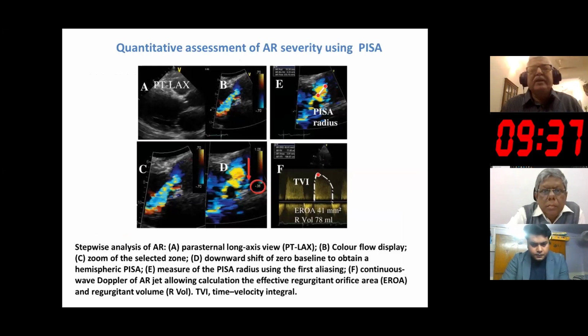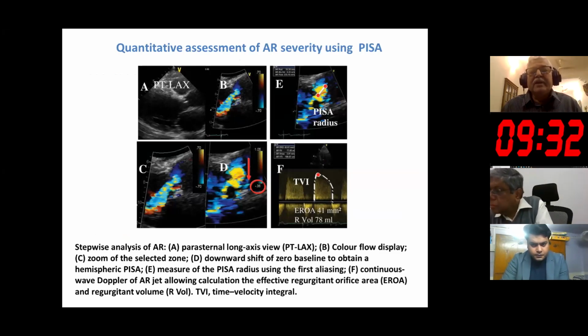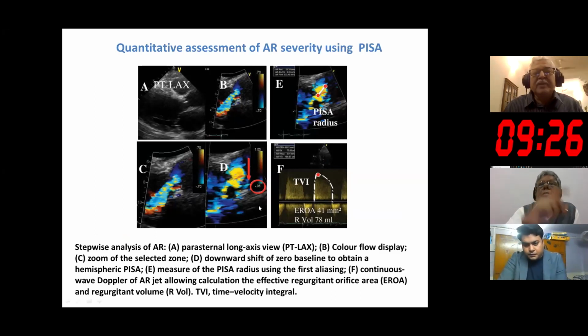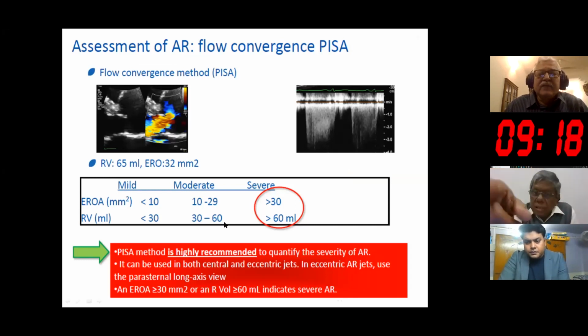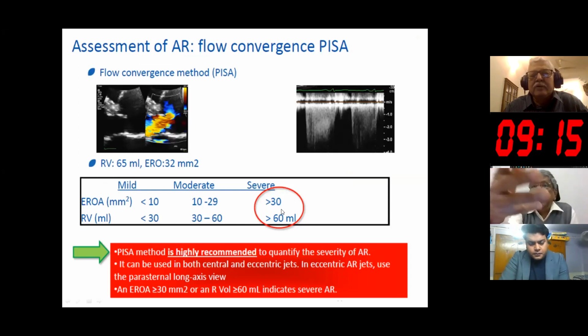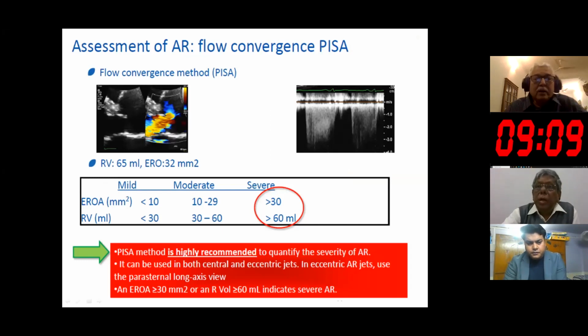You just heard how PISA is calculated by my previous speaker, and I will not go into the details of it. PISA method, if you can apply it, is a very useful method of quantifying aortic regurgitation. And I've listed the various methods. My previous speaker has already gone into the details of it. Suffice it to say that when you're using PISA, an EROA, that is the effective regurgitant orifice area of more than 30 square millimeter, or a regurgitant volume of more than 60 ml is suggestive of severe aortic regurgitation. PISA method is a very highly recommended method. Sometimes it's difficult to perform, especially in very eccentric jets, but it is one of the best quantitative methods as far as aortic regurgitation is concerned.